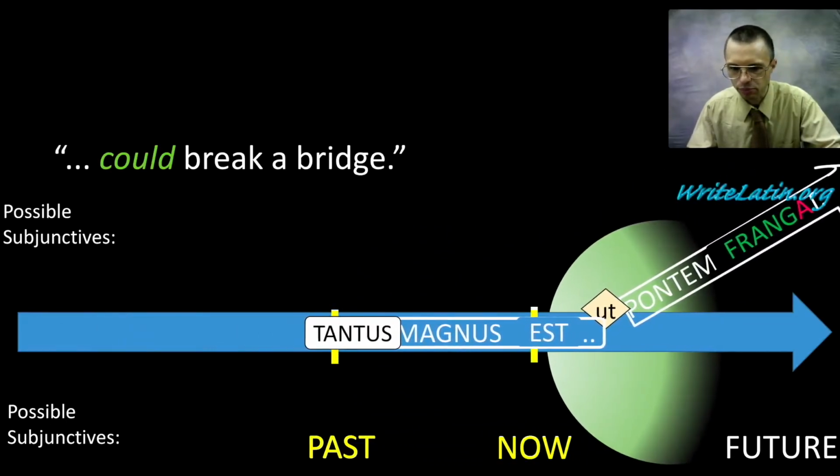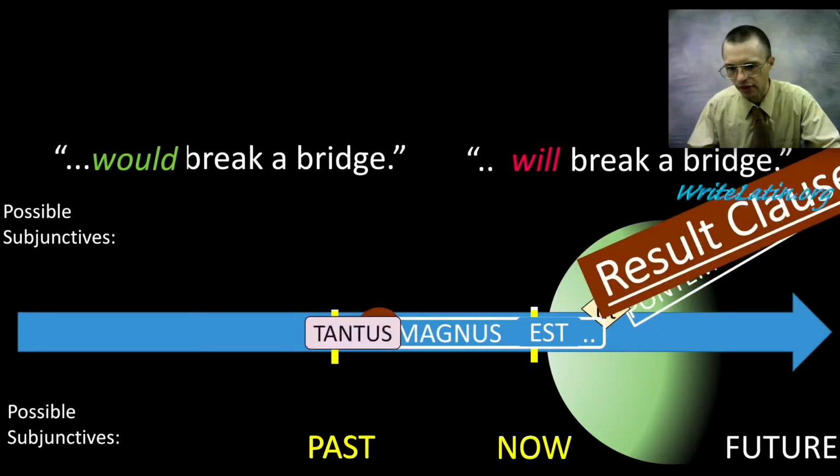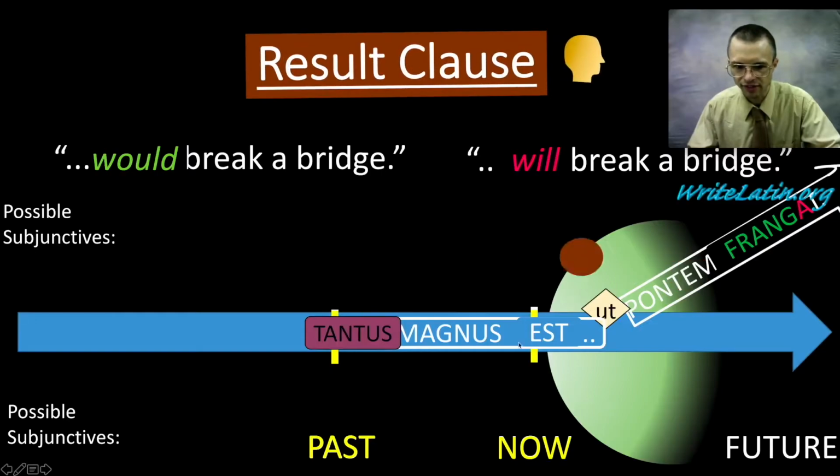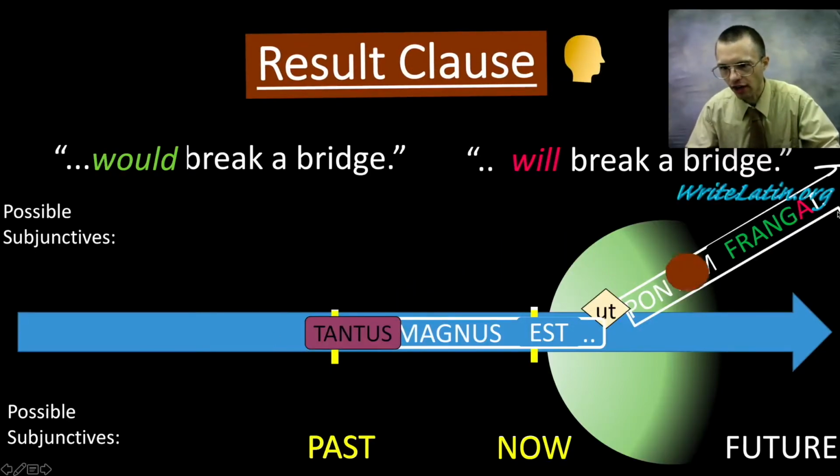Now, if it's a present main verb, then it's going to become can break a bridge. And, of course, you know all the M, S, H, and W alternatives can be used as well. So the idea of the result clause is this tantus is so much that it causes a result out here in the subjunctive clause.